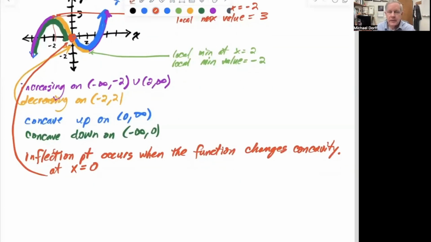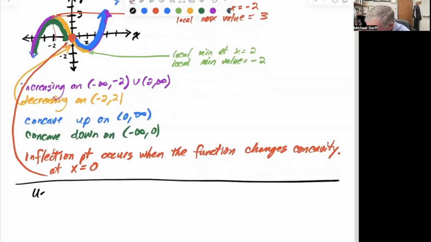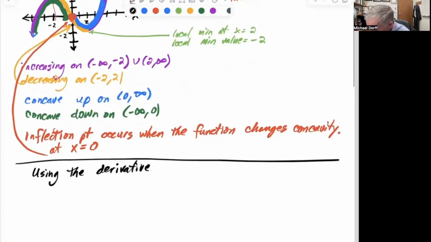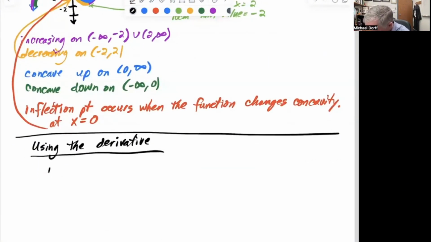And now we're going to talk about how the derivatives will help us find these if we don't have the graph of the function in front of us. All right, so using the derivative now. Some of this we know already. So first of all, if the derivative is positive, then what do we know? Well, the derivative represents the slope of the tangent line.